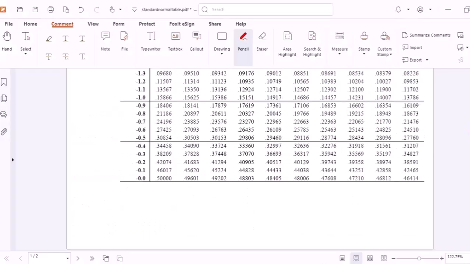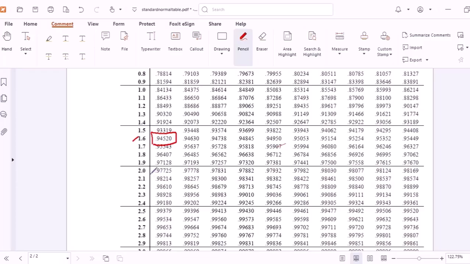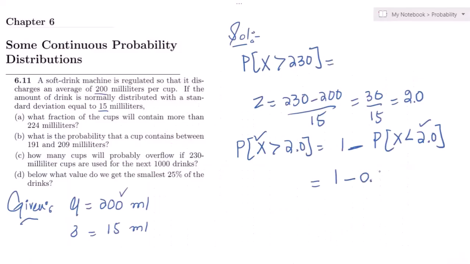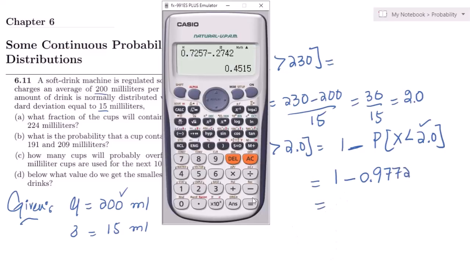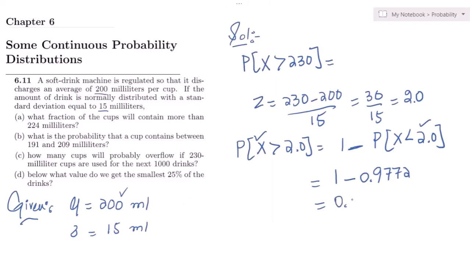So let us consult our table. So 2.0 is where? This is the 2.0 and here the value is 0.9772. Okay, subtracting it from 1: 1 minus 0.9772. Okay, so this is 0.0228. So this is the probability value that z is greater than 2.0.